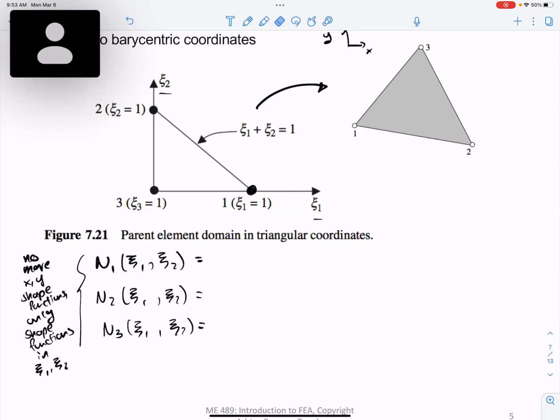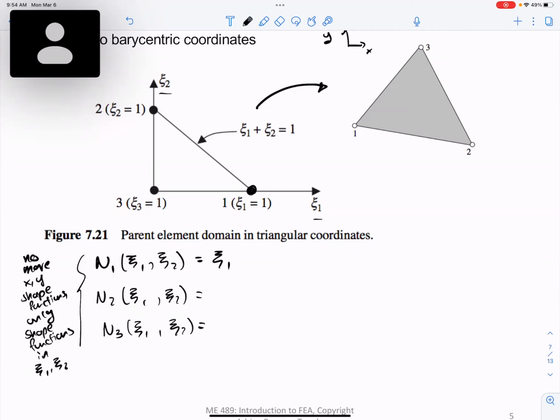What is a function of psi 1, psi 2 that is 0 at the two nodes on the left, but 1 at the node on the right? Wild guess. Yep, just psi 1. So they just look so much simpler. Psi 1 is just 0 at the nodes on the left, but 1 at the other node. So that is your shape function.